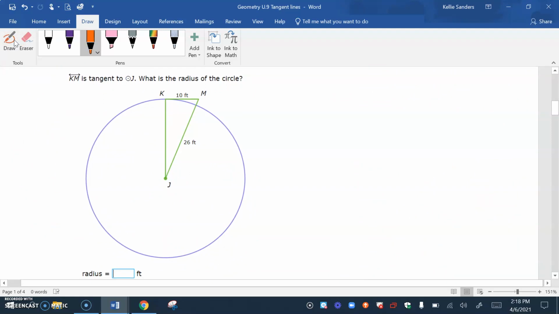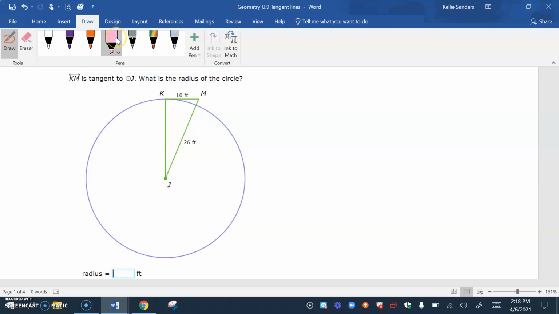Say M is tangent to circle J. What is the radius of the circle? Well, it looks like the radius is 26, right? No, what is 26? 26 is that whole thing. So we need to know what the radius is. And the radius is KJ. And 10 and 26 are not angles like we just got finished doing. They are sides.